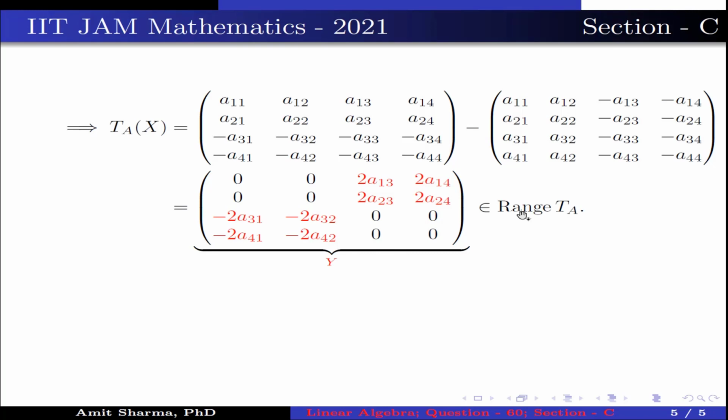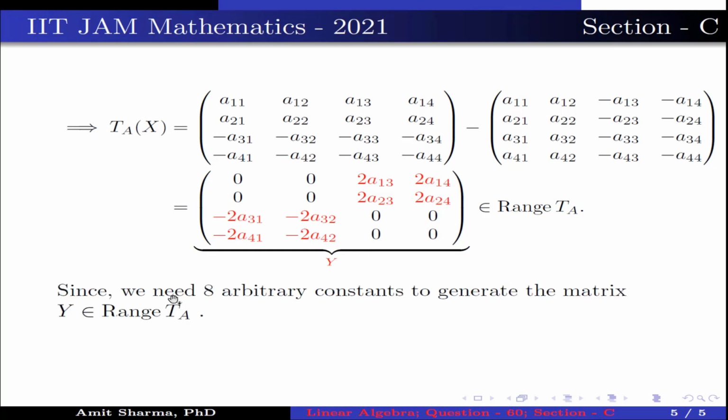By the definition, Y belongs to range of TA. This implies range of TA contains the matrices of the type Y. Since we need 8 arbitrary constants, which are represented by red colors, to generate the matrix Y belongs to range of TA, therefore the dimension of range of TA is 8.